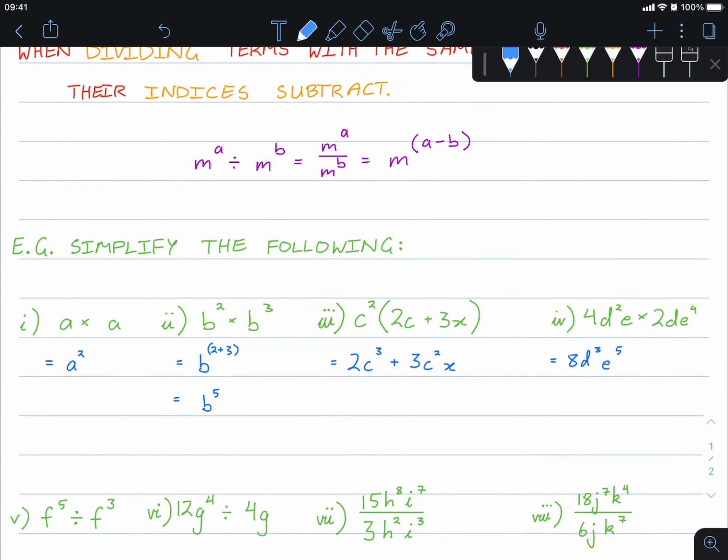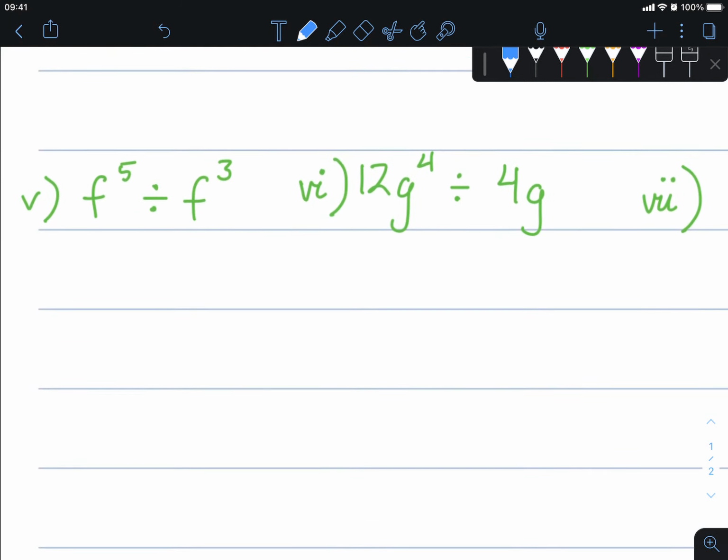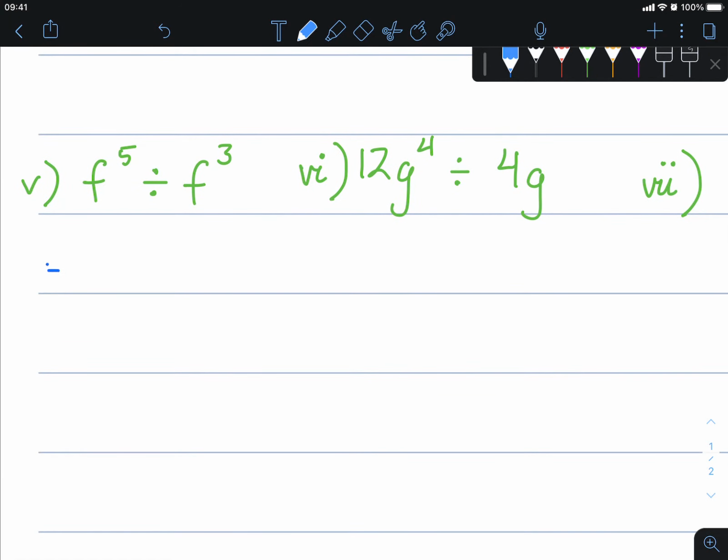Let's move to harder examples now. These are division. For this, they have the same base and it's being divided. It's f to the power of 5 take away 3. It's f squared.